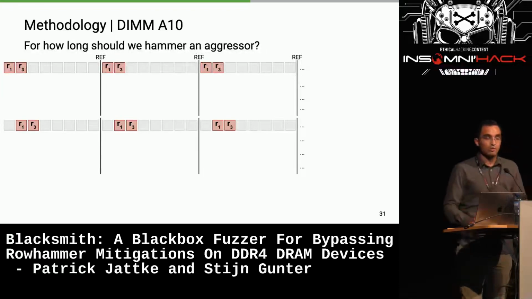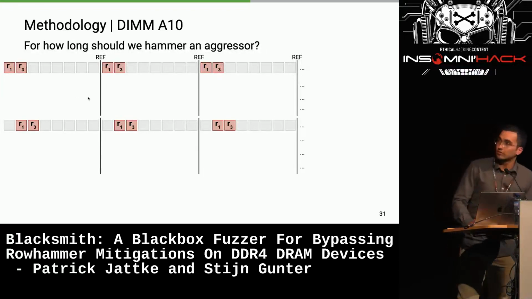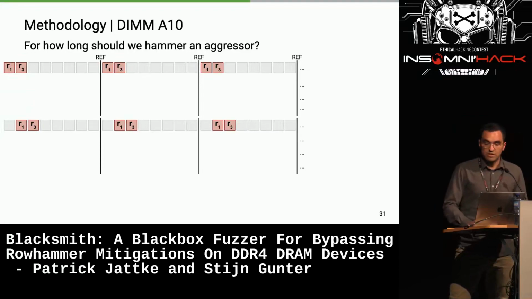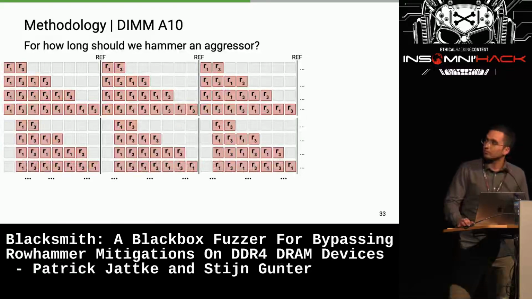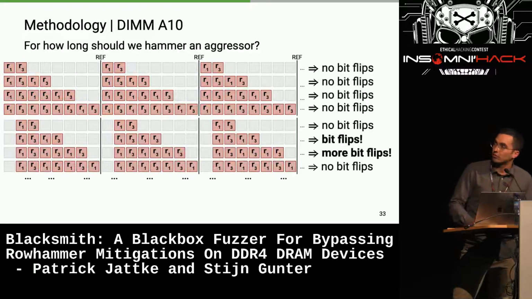So we start again with the same experiment like before, where we have our double-sided aggressor pair and then some random accesses. But now additionally to just hammering the aggressor pair once, we also try different intensities. So we repeat, for example, hammering 2 times or 3 times and so on, up to the whole refresh interval. And we try this for the different offsets in the pattern. And then we again check if we could observe bit flips.